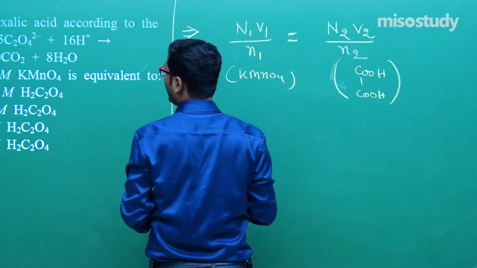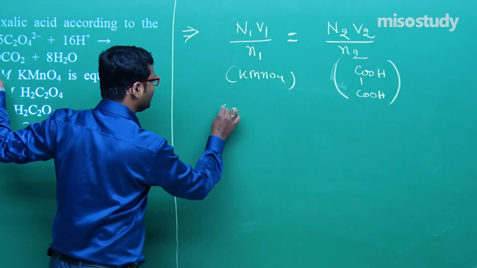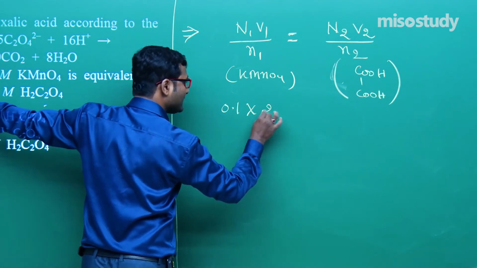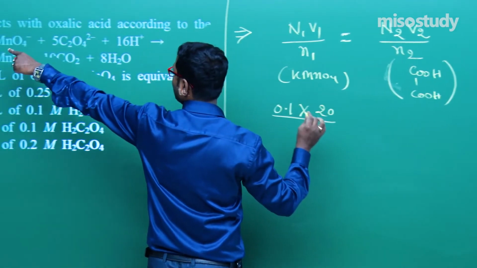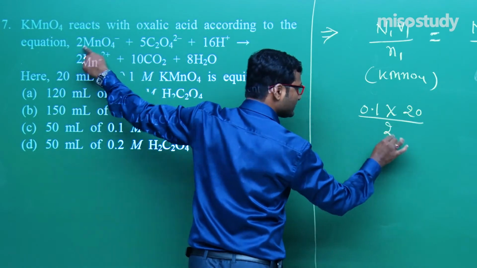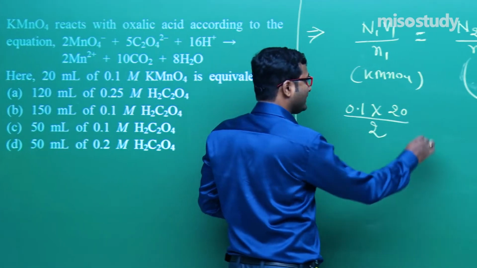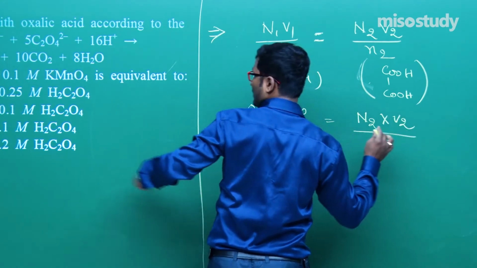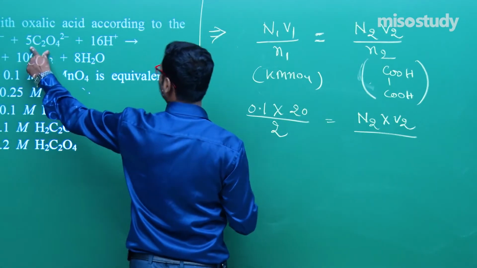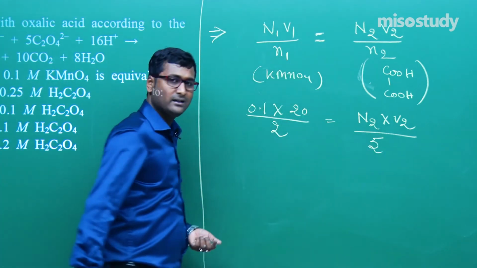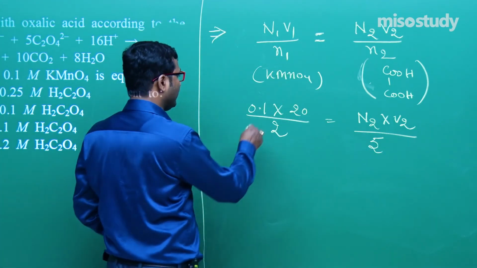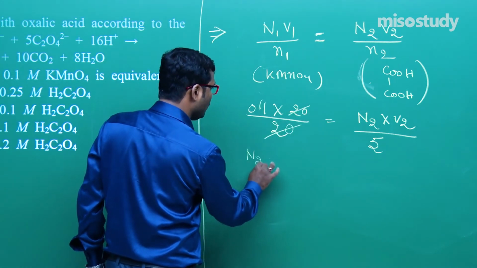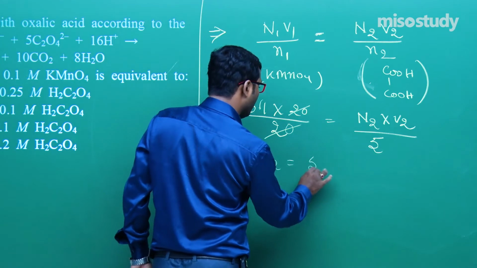Now put the values here. What is N1? That is 0.1. What is V1 here, friend? That is 20 ml. And what is the number of moles according to the question here? 2. Yes, this is the equation. Now we have to find N2 into V2. And what is n2 here? That is 5. Clear? Now put the values. Here 10, this will cancel this, and N2V2 is equal to 5.